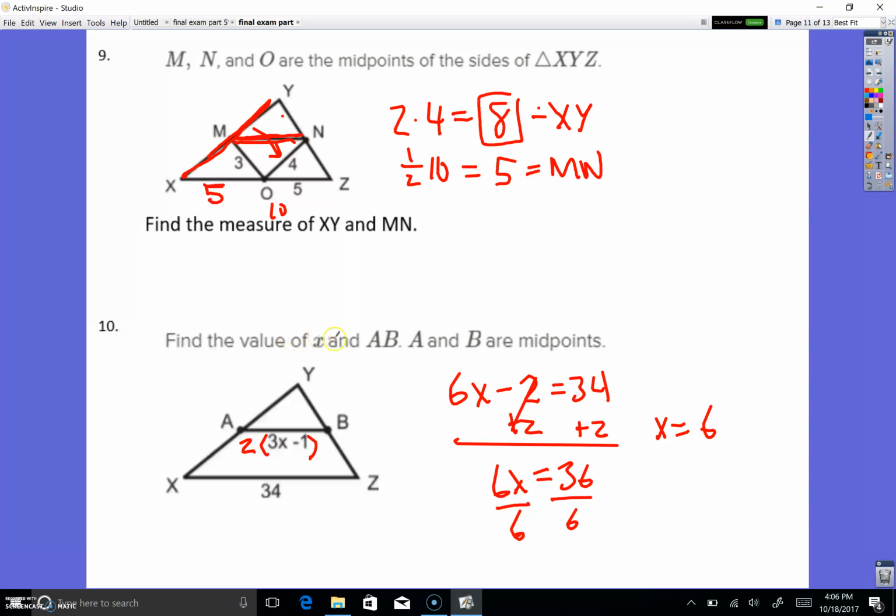Okay, and we are looking for AB. So, I substitute this back in. Okay, 3 times 6 minus 1. So it's going to equal 17.